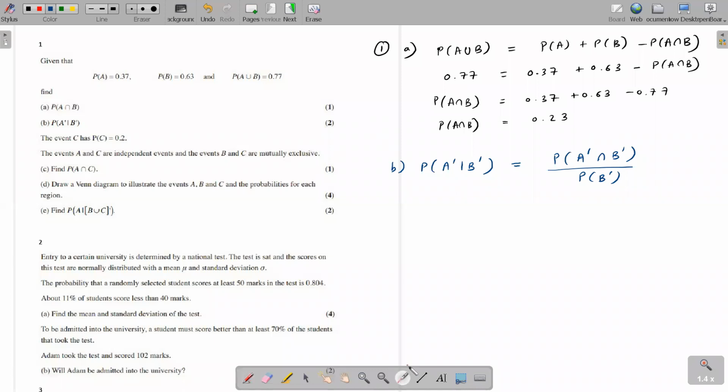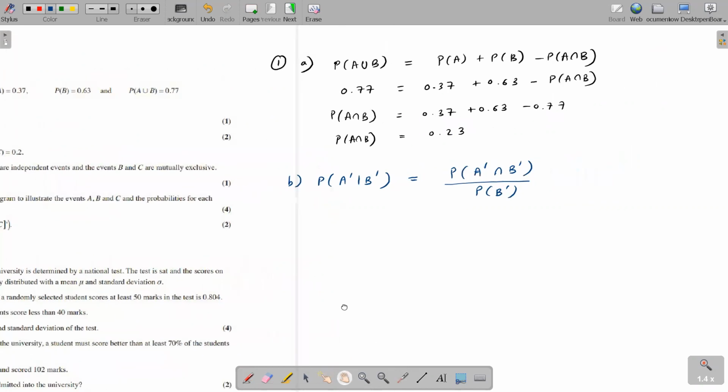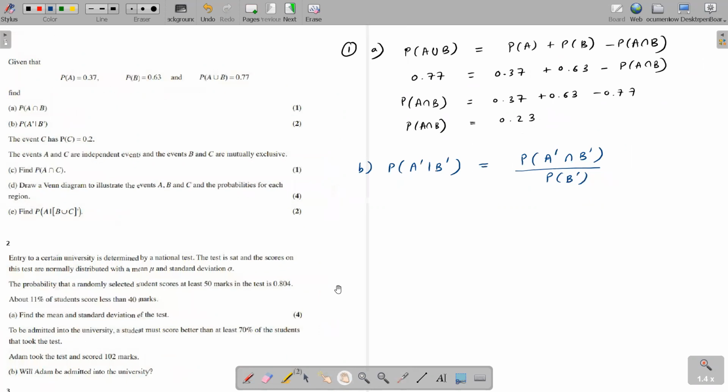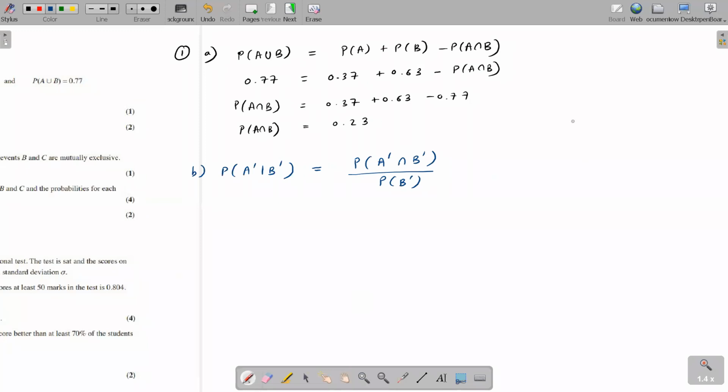Okay, so how do we get the probability of A dash intersection B dash, children? Having an idea of the Venn diagram is good here. They have told you to draw it in part D, but having it in your head is useful, because A dash intersection B dash means you have to take the region that is common to A dash and B dash.